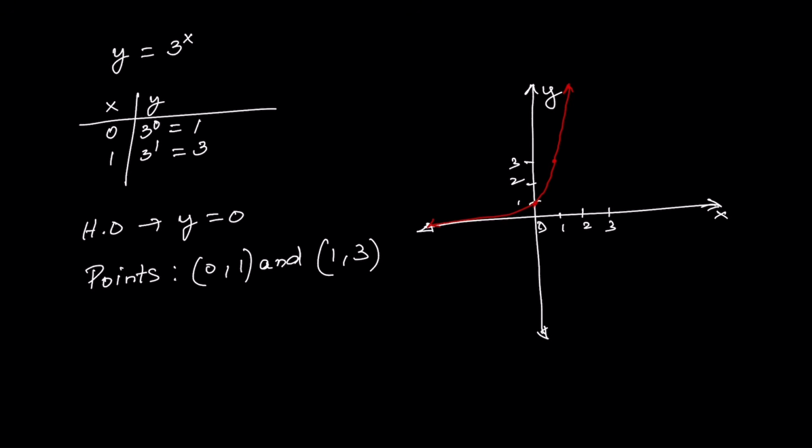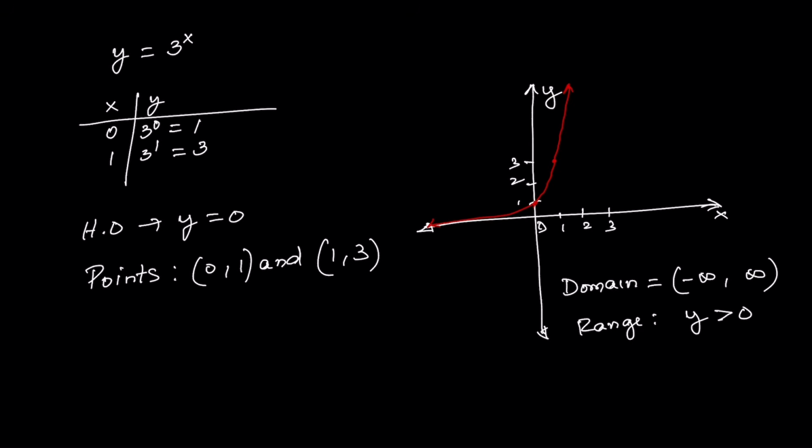Now let's talk about the domain and range. The domain represents all possible x values the function can have. For exponential functions, the domain is always -infinity to +infinity. There are no restrictions on x. The range is y greater than 0.